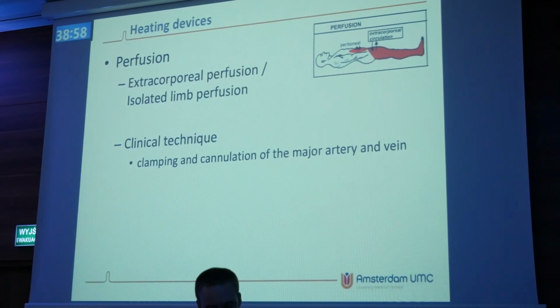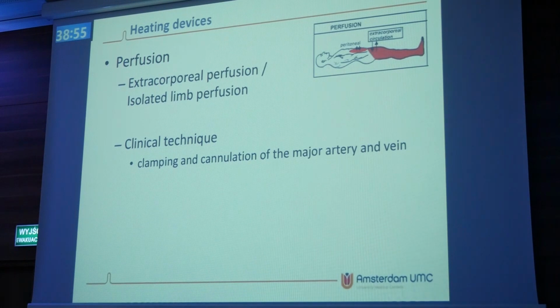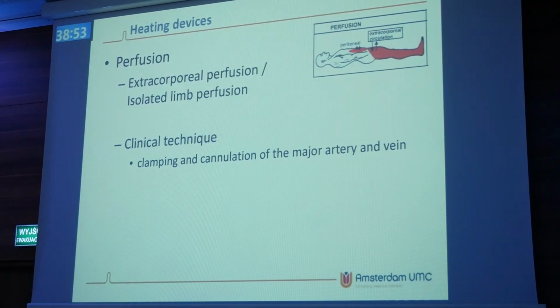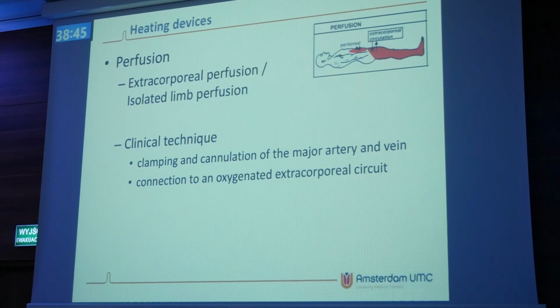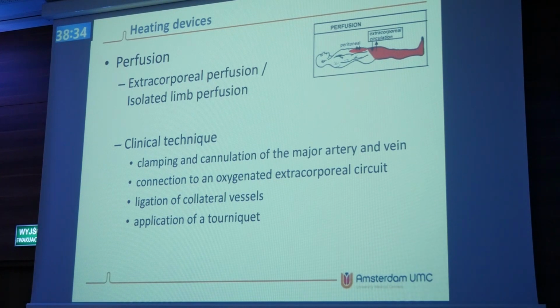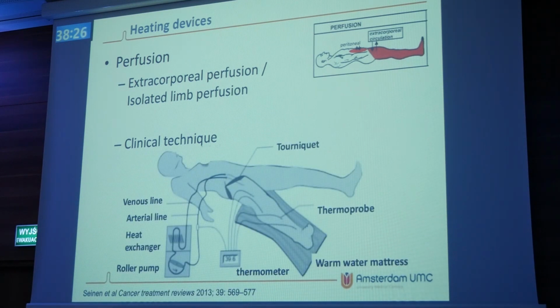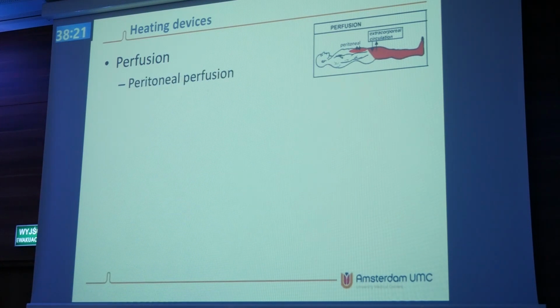So how does one do this? This actually involves the use of already existing equipment in operating theaters. So you clamp and cannulate the major artery and vein, and you use a heart-lung machine to actually have the isolated perfusion of your extremity. And so all of these do not really require the involvement of major manufacturers. And this is what it looks like to control these treatments.